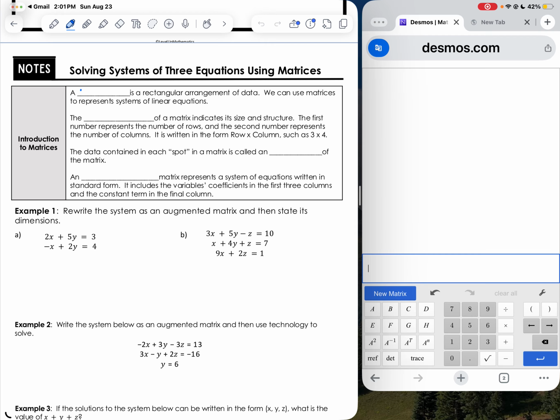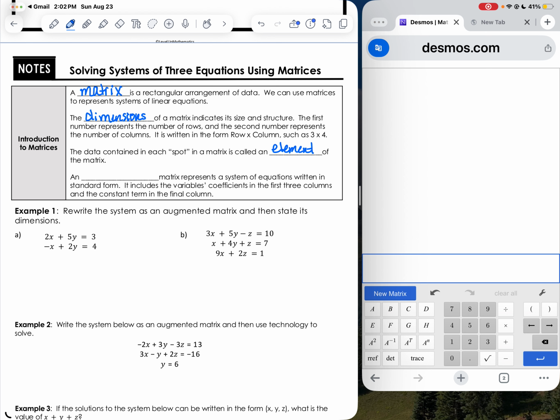So a matrix in math, it's just a rectangular arrangement of data. We can use matrices to represent systems of linear equations. Now, the dimensions of a matrix indicate its size and structure. The first number represents the number of rows, and the second number will represent the number of columns. And it's written in the form of row by column, such as a 3 by 4 matrix. Now, the data contained in each spot in a matrix is called an element of the matrix.